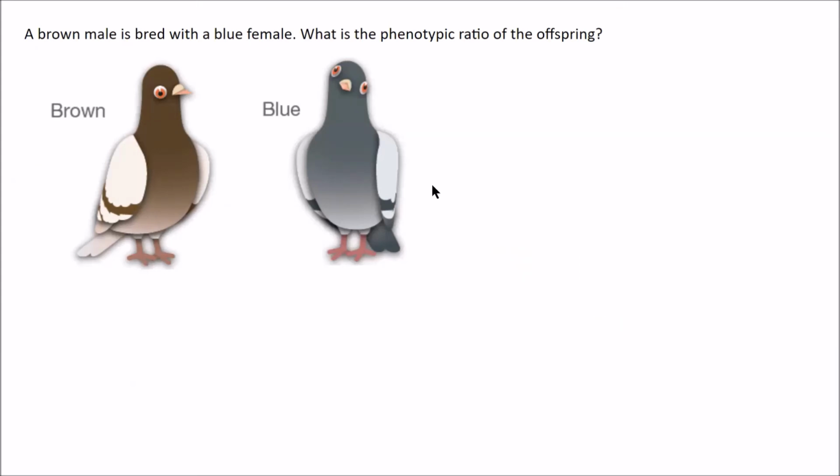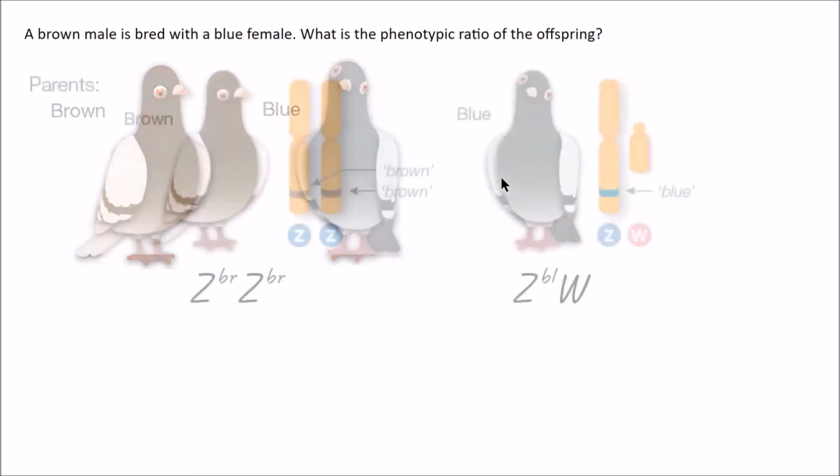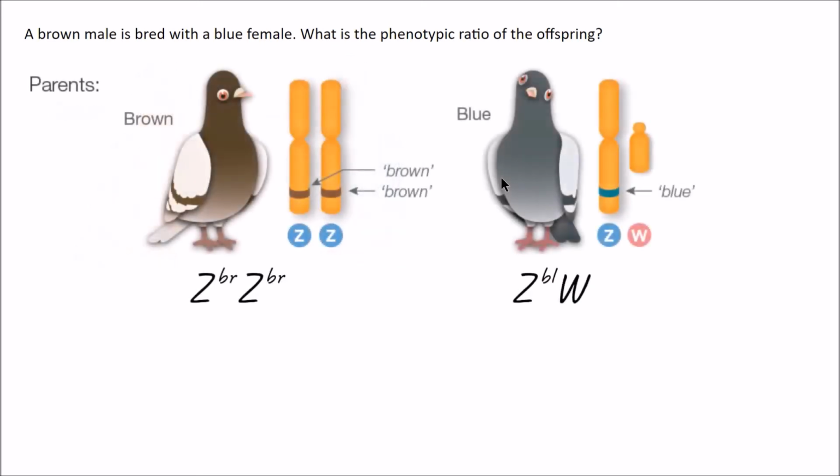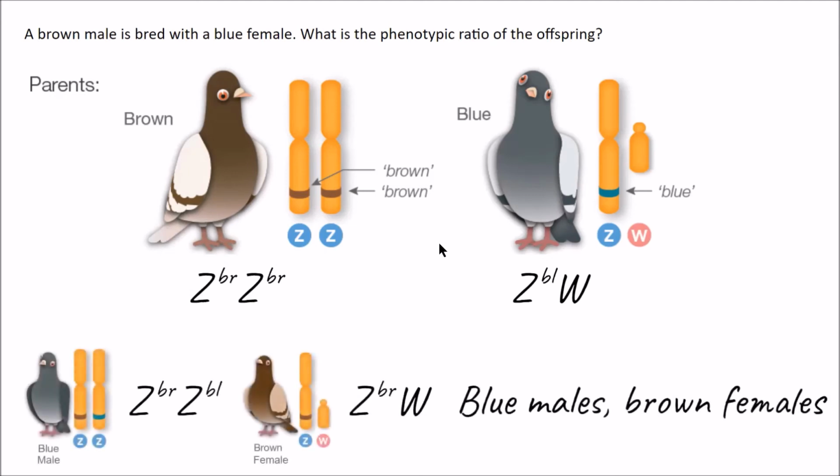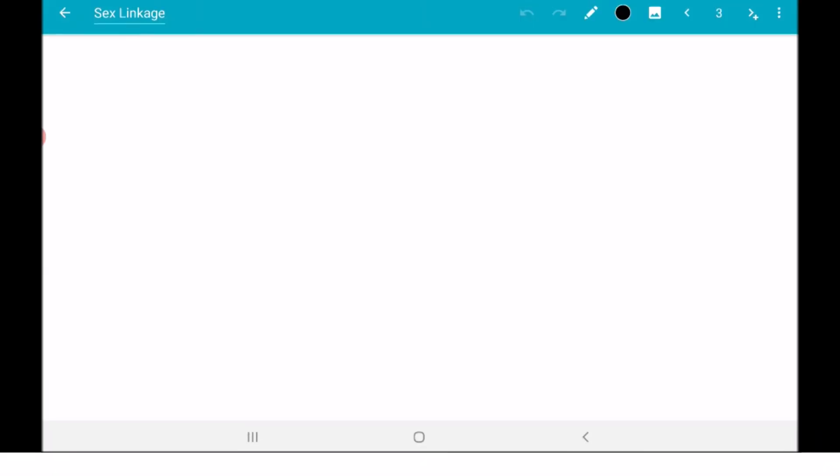Okay, so let me show you. We've got a brown male bred with a blue female. The first thing you had to work out is the genotypes of the two pigeons. So here are the correct genotypes for the two pigeons, and then the correct genotypes for the offspring are these. Let me go through how I would have done that.